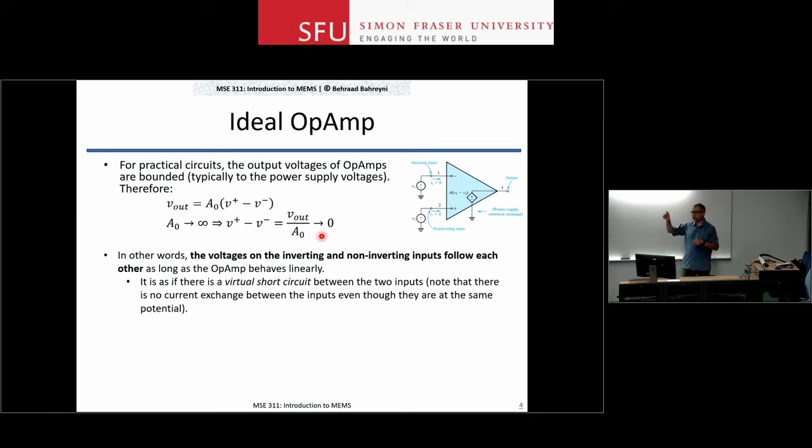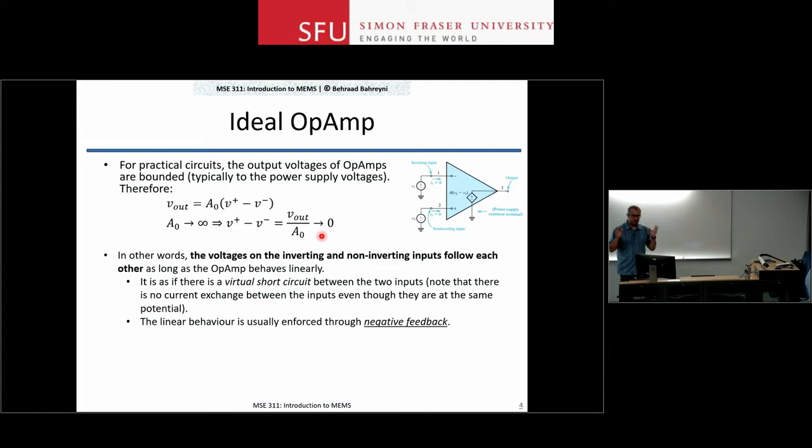Why is it a virtual short? Because in a real short circuit, you can have current flowing between the 2 nodes. In a virtual short circuit, as we have here, the voltages on these 2 nodes are the same, but there's no current going between them. This behavior or this assumption is true as long as you have the op-amp in its linear operating region. And we enforce that linearity through negative feedback, external negative feedback. Again, you've seen this before. We'll go through some examples, but that's a necessary requirement here.